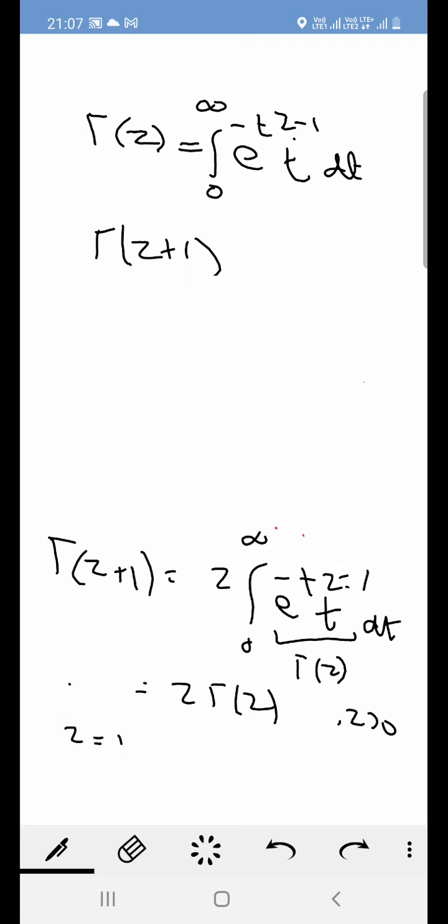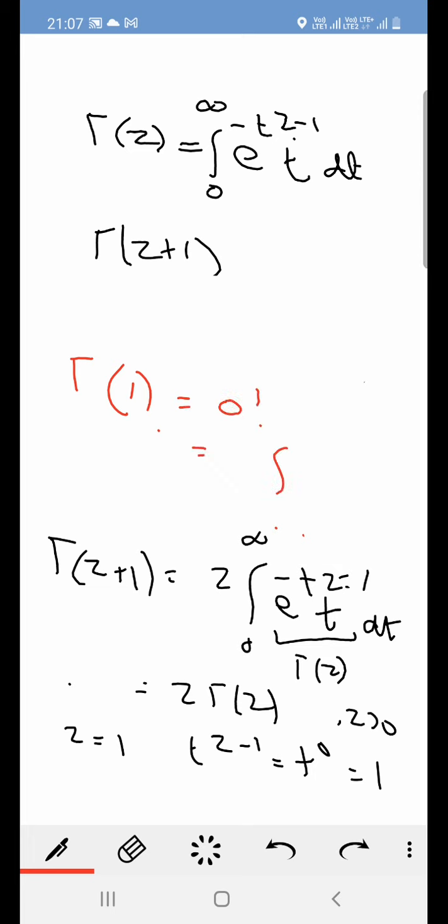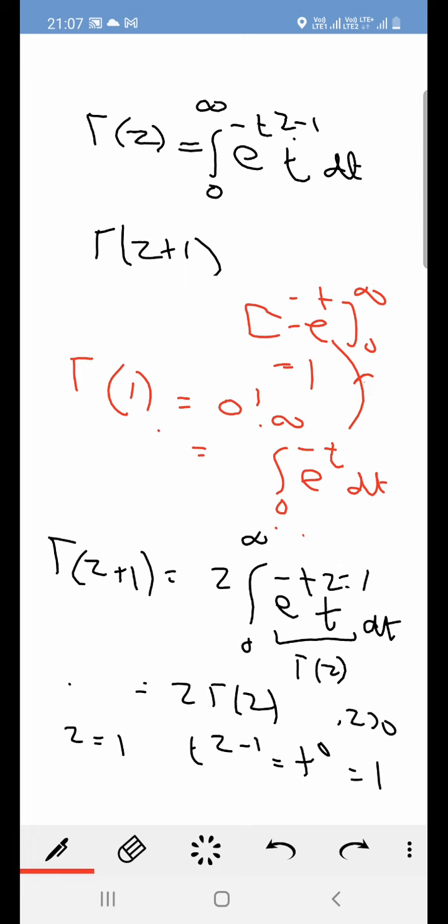So when z is equal to 1, then t to the power z minus 1 is equal to t to the power 0, which is equal to 1. So we can write gamma 1 is equal to 0 factorial, and it is equal to the integral from 0 to infinity of e to the power minus t dt, which of course we integrate as minus e to the power minus t from 0 to infinity, so it also equals 1.